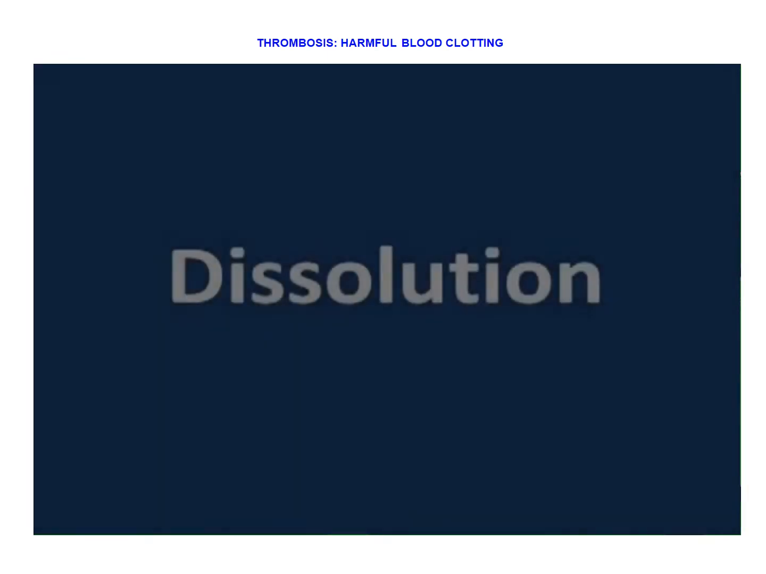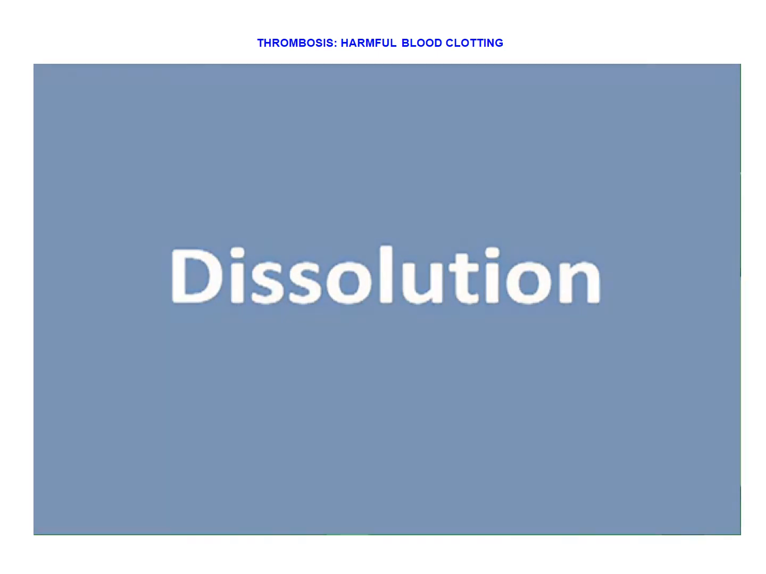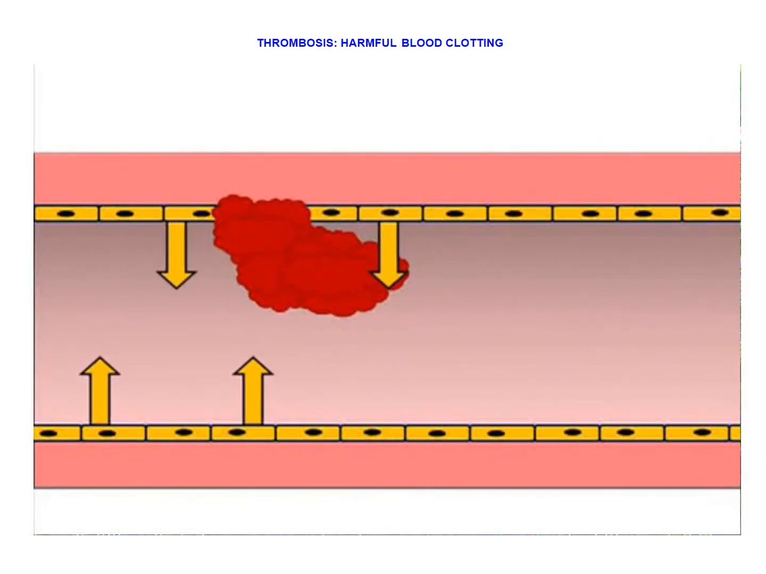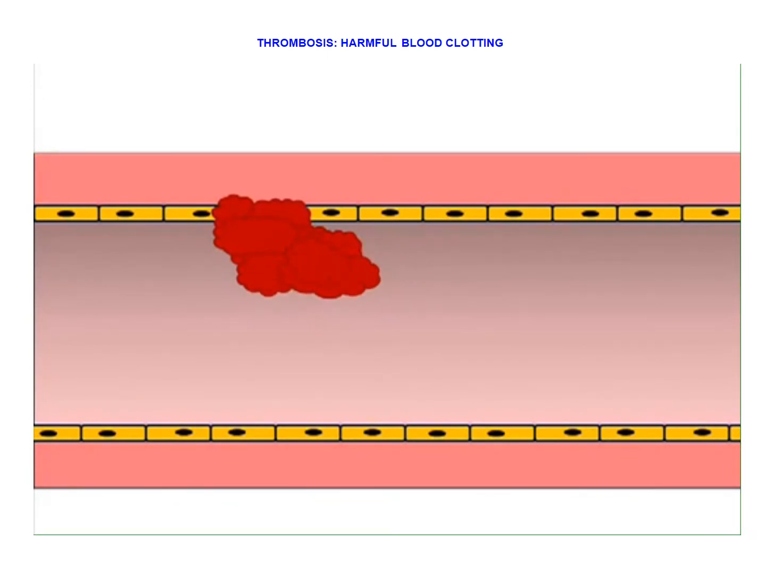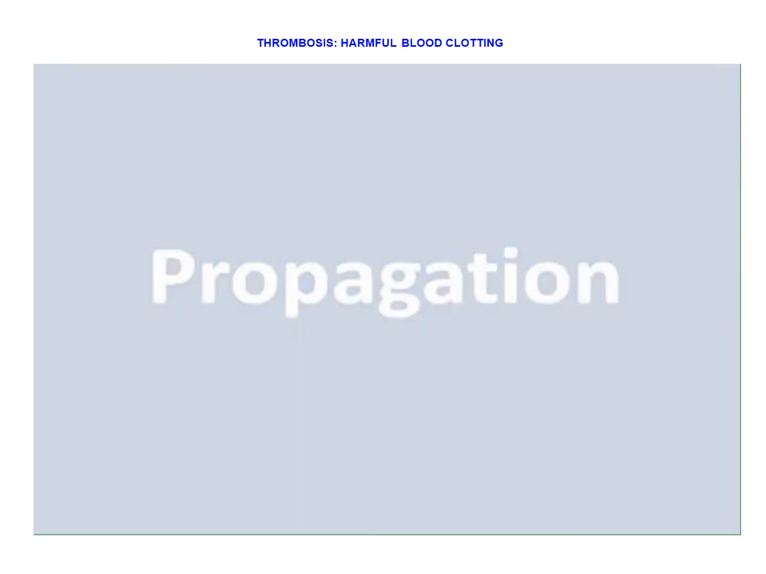One possibility is that the clot may completely dissolve on its own. The body's natural fibrin severing process, fibrinolysis, may be enough to completely dissolve the clot. But even if the clot is only partially dissolved, blood flow through the vessel may be significantly improved. Another possibility is that the clot may continue to grow or enlarge. This expansion is referred to as propagation.